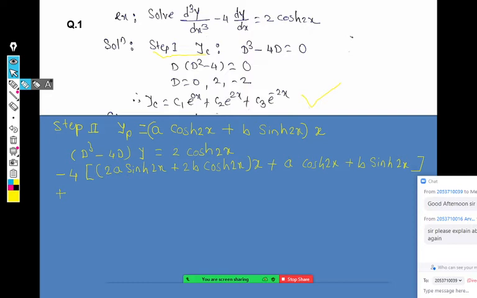Generally the shortcut methods are very simple, and they give us the answer quickly. So you should prefer the shortcut methods only, because in the exam a question never comes that says find yp by undetermined coefficients. So this question will never come. Only you have a choice now. You can do it by any of the methods. So I will erase this now.